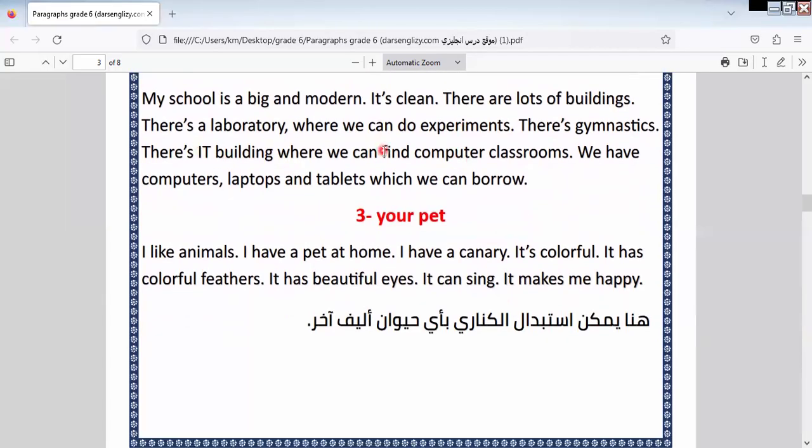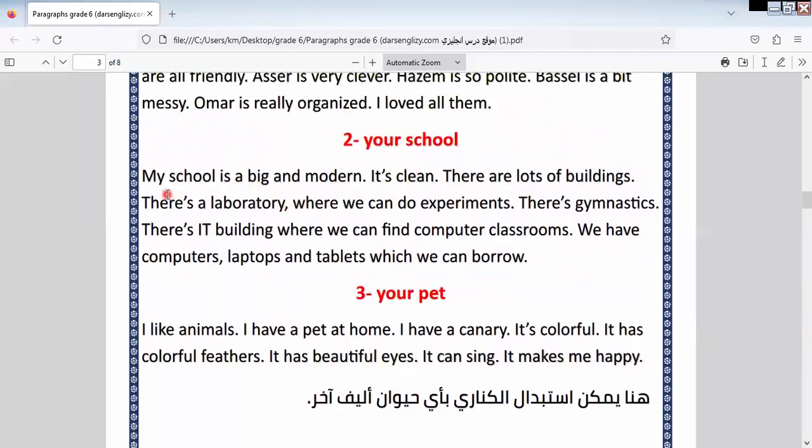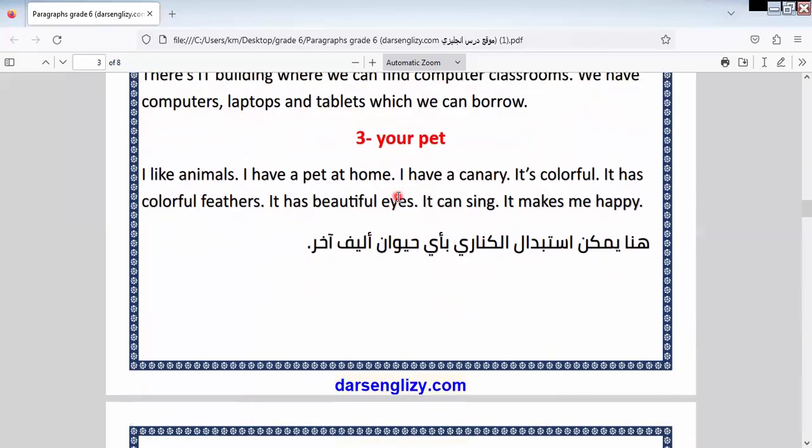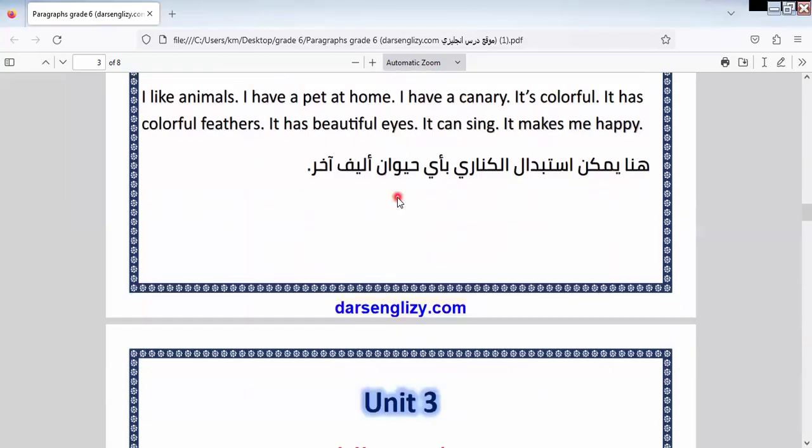Your school. Here is a paragraph about your school. My school is big and modern. It's clean. There are lots of buildings. There is a laboratory where we can do experiments. There is a gym. There is an IT building where we can find computer classrooms. We have laptops and tablets which we can borrow.